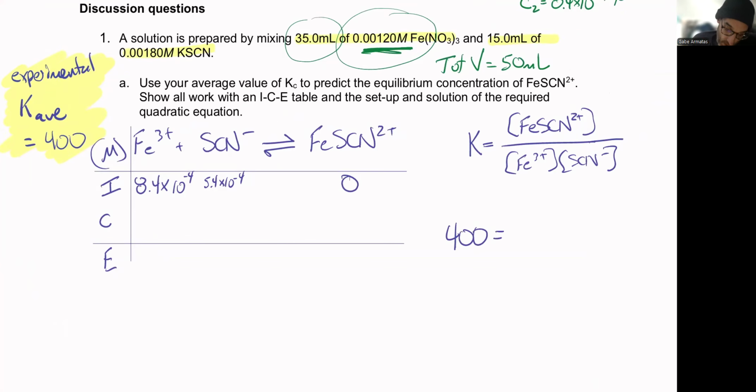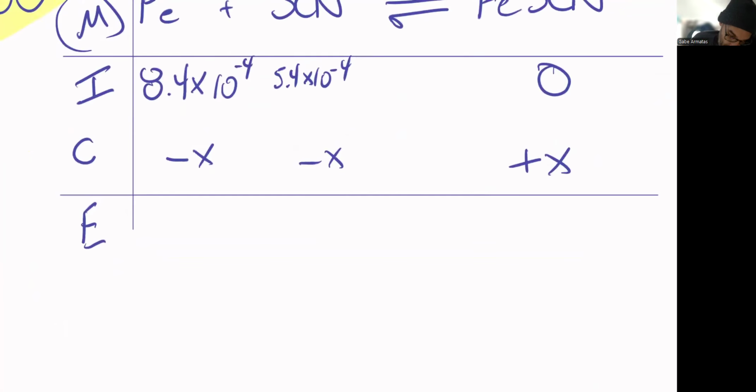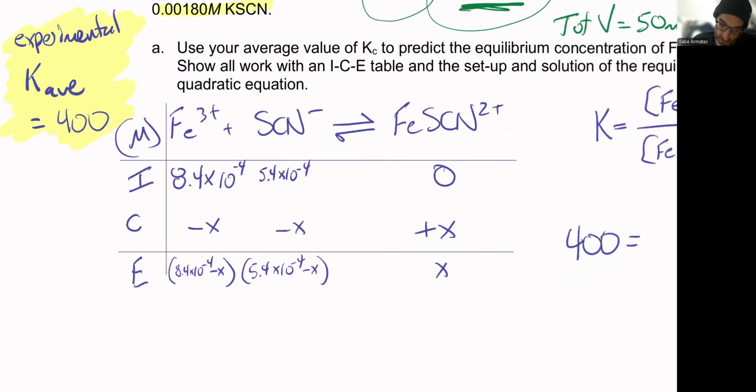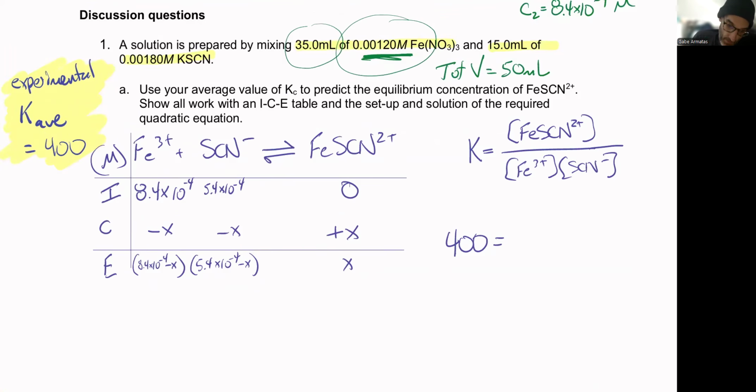I know that I am going to be losing reactant and gaining product. So in the end, I should be able to do my equilibrium. My equilibrium is going to be 8.4 times 10 to the minus 4 minus x and 5.4 times 10 to the minus 4 minus x. And I should end up with just x for the iron thiocyanate. These are my equilibrium values.